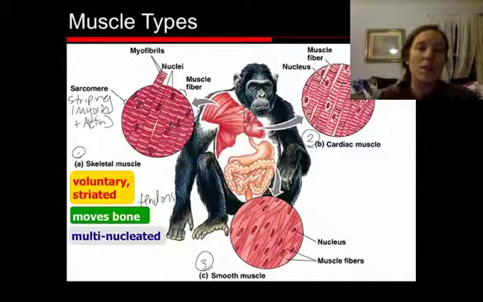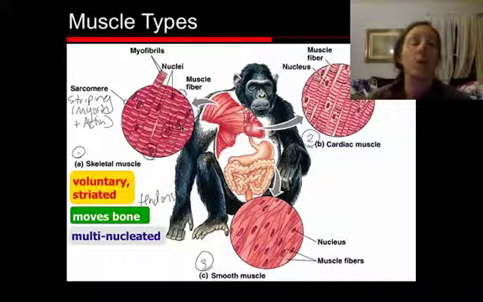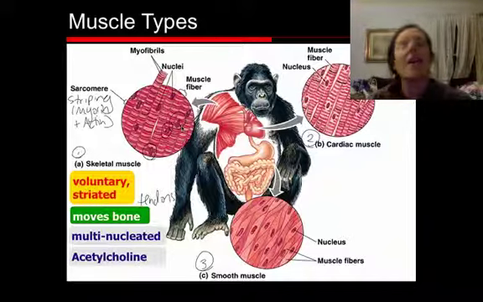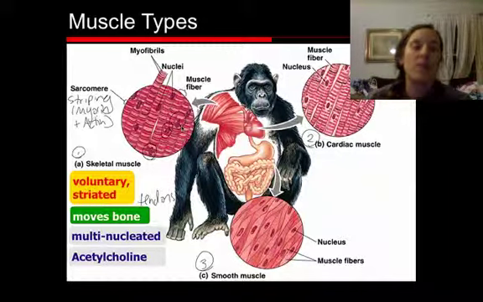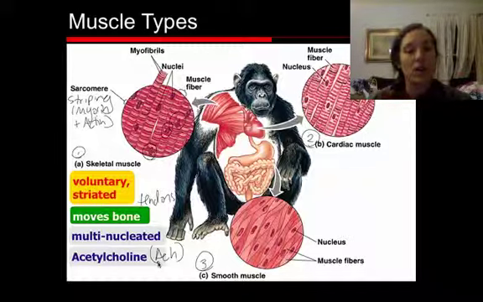That means that there is more than one nucleus per cell, which is a little weird. Most cells we think about only have one nucleus per cell. The reason it has more than one is that it helps your muscles to be very coordinated and to react very quickly when you call on them to move. And lastly, skeletal muscle is stimulated to move by the neurotransmitter acetylcholine, which we abbreviated ACH. Acetylcholine is released from the neurons, and when it is received by the muscles, it causes a muscle contraction.